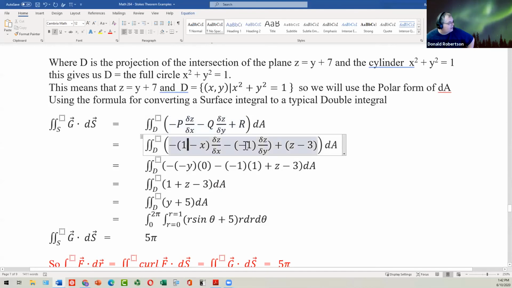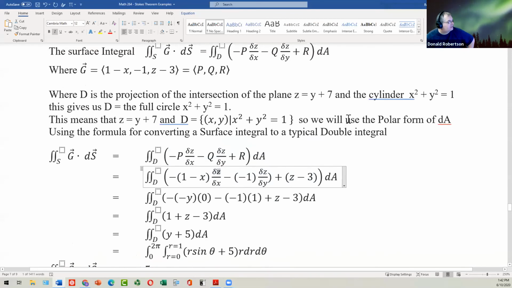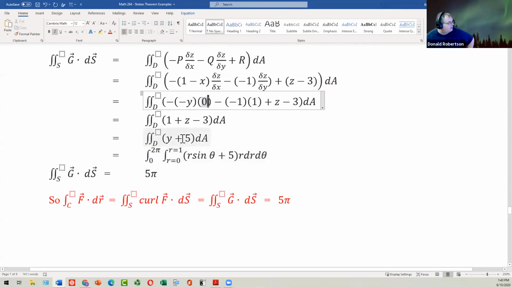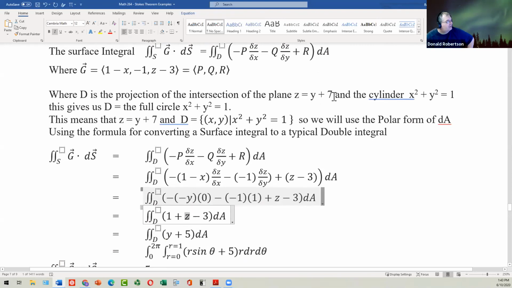There's P, there's Q, and there's R. dz by dx is this guy's derivative with respect to x, which is 0. And when you do it, you get this fella. Well, that's a bit messy. Do you see how you get a z left over here? Well, don't you just go back here and make the z y plus 7?